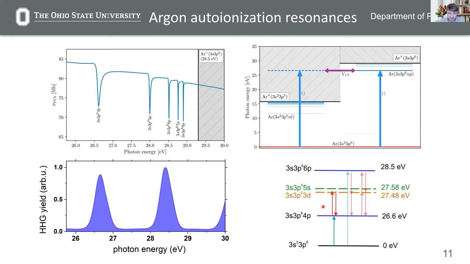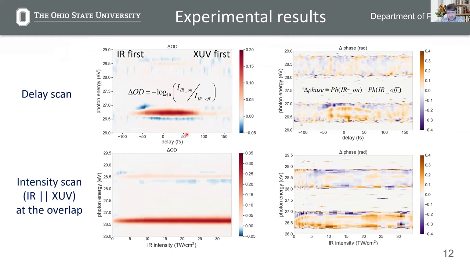And here you can see typical data which we get in this setup. On the top line is a delay scan, on the bottom an infrared intensity scan at the overlap. The left is optical density in logarithmic scale, so it's the change in absorbance. Red means increased absorbance when we introduce infrared radiation. Blue is reduced absorbance. And positive delay is XUV comes first.